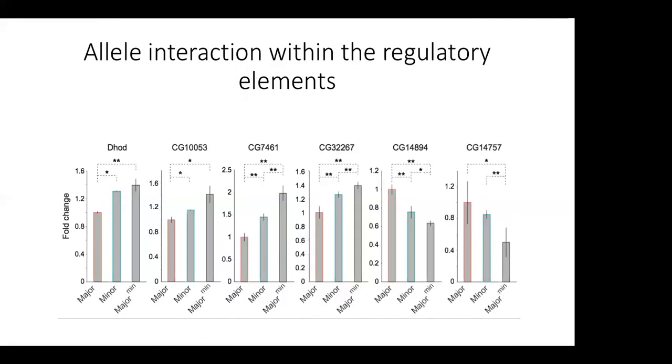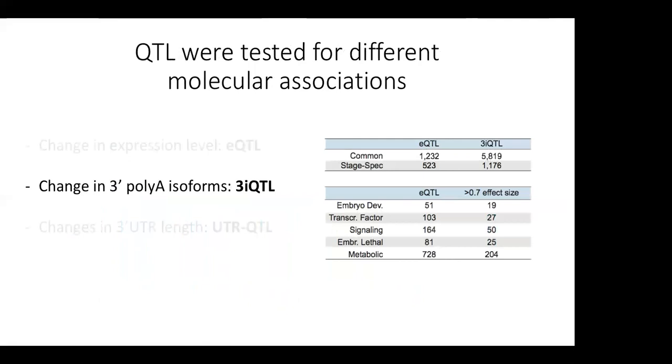So now that we have shown this, what we wanted to do is to take advantage of the technique and look at those eQTLs that are specifically affecting the 3' polyadenylation or the 3' ends of the transcripts. And we call these eQTLs 3'I QTLs. We identified a bunch of them that are common and stage specific, in a bunch of factors as well that are important for the lethality and the viability of the organism.